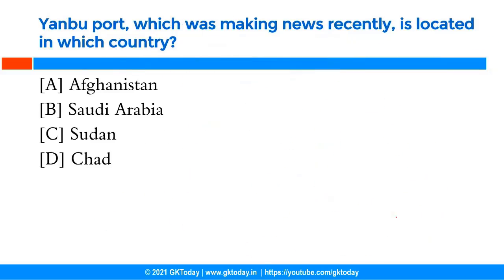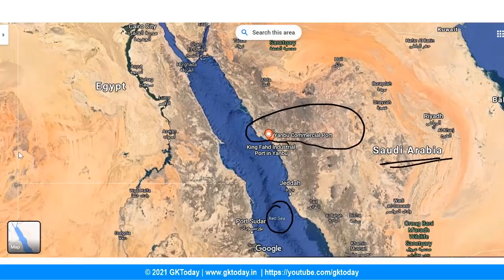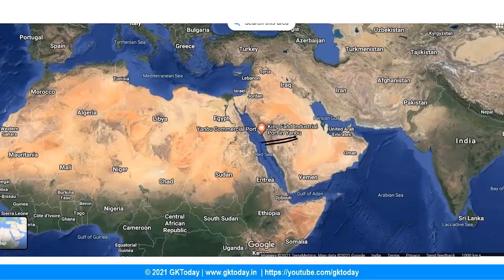Next question is, Yanbu port is located in which country? So this is a port in Saudi Arabia, and to be specific, it is on the western side of Saudi Arabia. So this is the geographical location of this port. So this is Yanbu port, this is Red Sea, this is Saudi Arabia. So now this is the actual location.